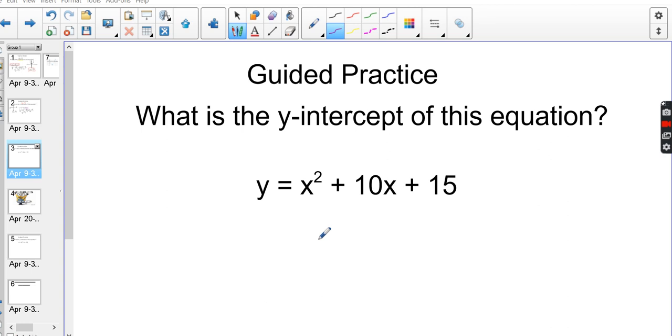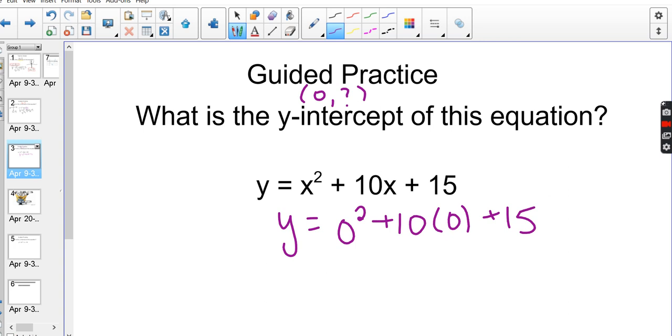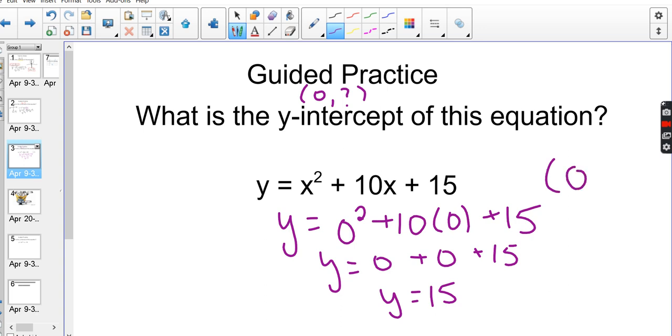Okay, so algebraically, I'm thinking again about a y-intercept. A y-intercept is that point where x is 0 and we're finding the value of y. So we have y equals 0 squared plus 10 times 0 plus 15 if we substituted 0 in for x. That is y equals 0 and 15, which adds up to 15. So when I put in that x was 0, I got that y was 15. So (0, 15) would be my y-intercept.